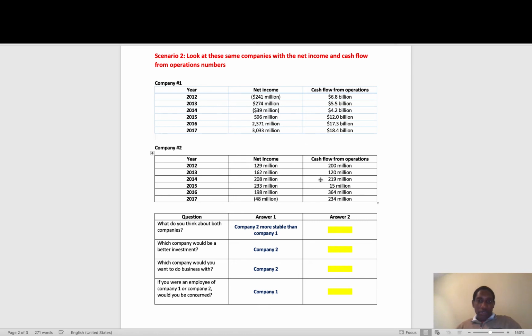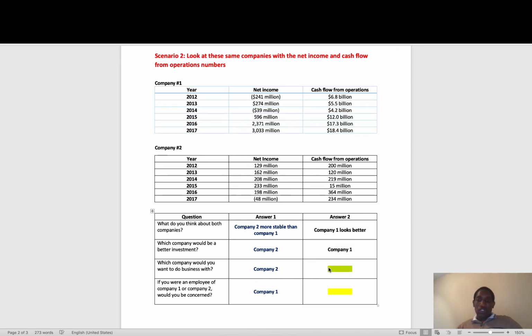And look at Company 2, 200 million, 120 million, 219 million, 15 million. Okay, it's 364 million and 234 million, right? Now when I add this piece of information, cash flow from operations, and I re-ask these questions, what do you think about both companies? Suddenly people say Company 1 is more stable, so Company 1 looks better. And which company would you want to invest in? Most people say Company 1. Some people still say Company 2, but most people change to Company 1.